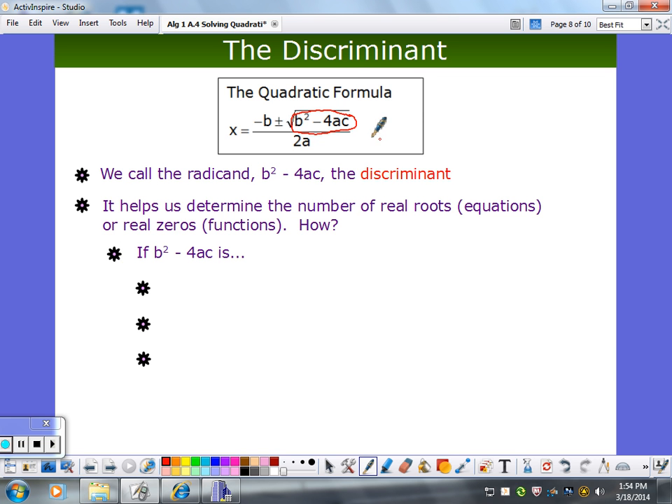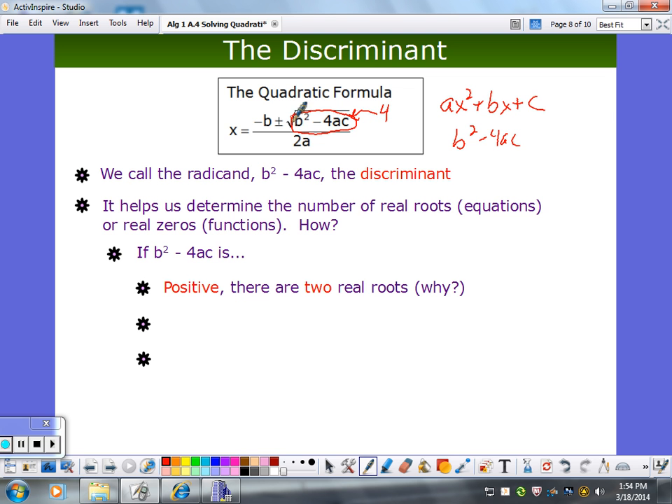So let's say I've got my ax squared plus bx plus c, right? And I calculate b squared minus 4ac. And let's say I get a number. Let's say it comes out to like 4. How many zeros are you going to have? You're going to have negative b plus the square root of 4 over 2a, and negative b minus the square root of 4 over 2a. How many zeros will there be? 2. So if you get a positive number when you calculate b squared minus 4ac, there will be 2 real zeros through the function.